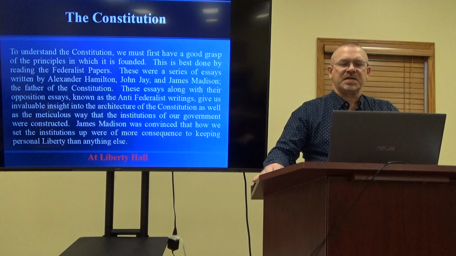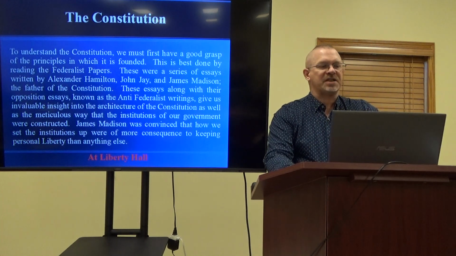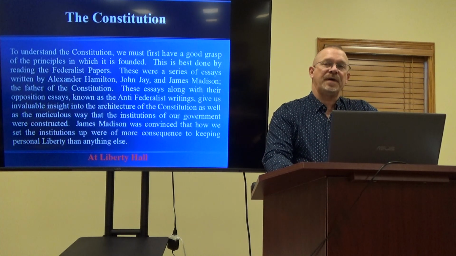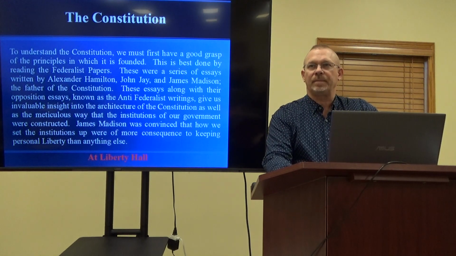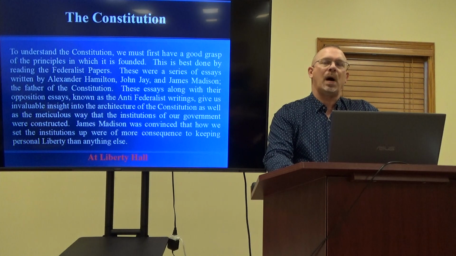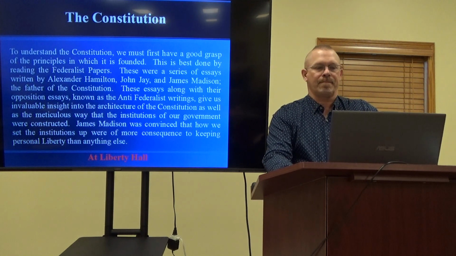To understand the Constitution, we must first have a good grasp of the principles on which it is founded. And that's what this whole exercise has been, bringing us up to this point. If you know the history and the why behind it, the what becomes easy.